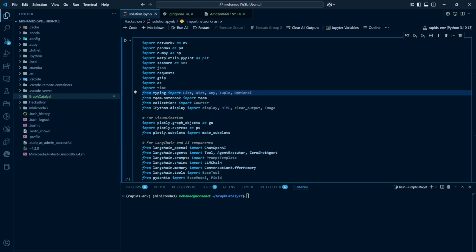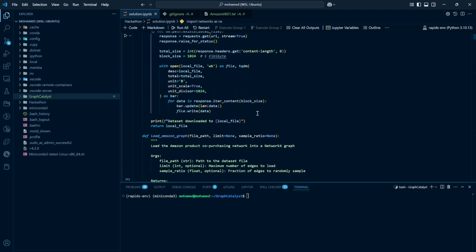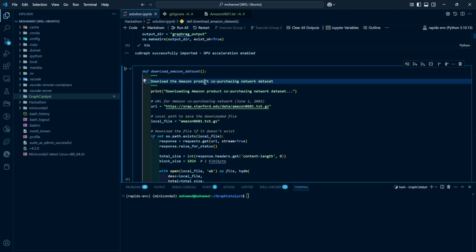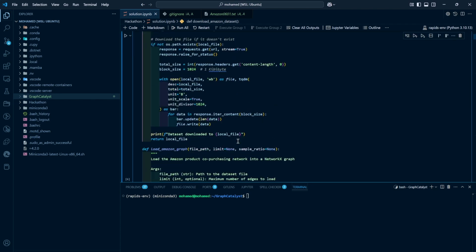Today I'll be presenting GraphCatalyst, a platform that leverages GPU acceleration to show us deeper insights from e-commerce product networks through natural language queries. So for GraphCatalyst, I chose the Amazon product co-purchasing dataset, and it was downloaded from Stanford Snap. This dataset represents Amazon's "customers who bought this item also bought" feature. It contains over 400,000 products and 3.3 million co-purchasing relationships.